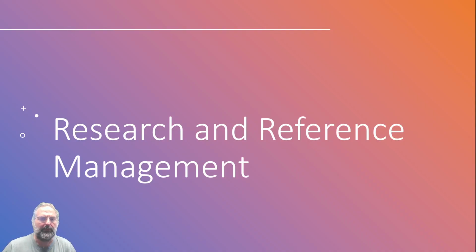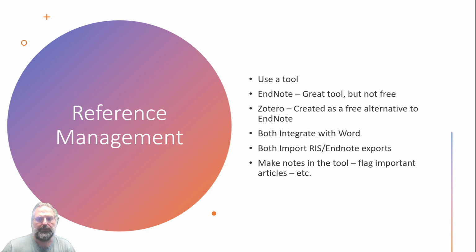The next step is you've got yourself started. You know roughly what it is you need to write about. You want to go do some research, right? And generally speaking, you want to do some keeping track of your research, and you do that inside of a tool. Two good examples of those tools are EndNote and Zotero.